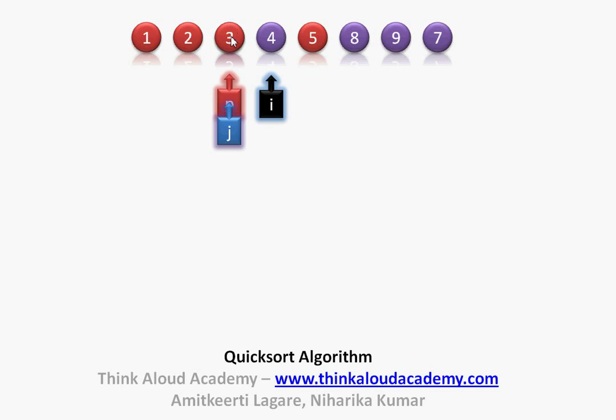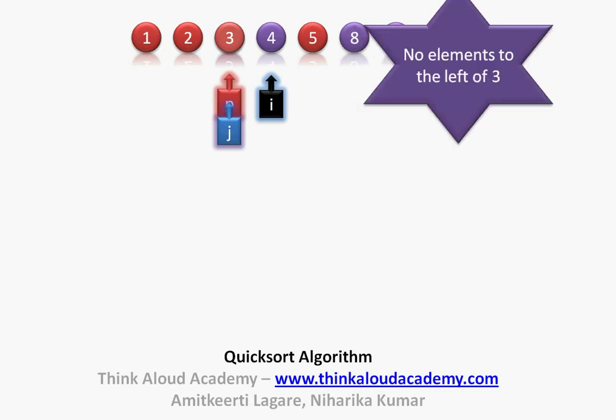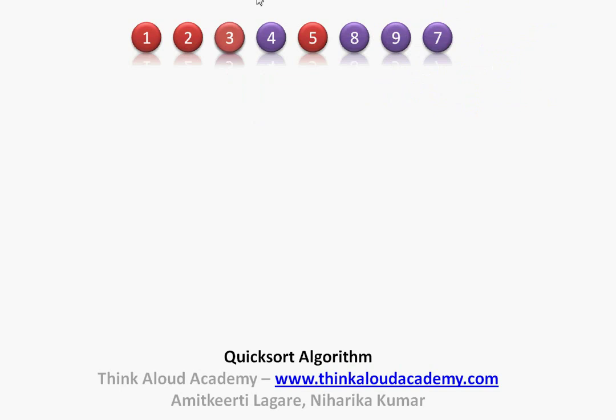Once we have placed 3 in its position, we have to go to the left half of 3 and right half of 3. So first, when we try to go to the left half of 3, there are no elements on the left half of 3. So what we are left with is we need to try and go to the right half of 3. So we are more or less done with the left of 3, and we have to go to the right of 3.